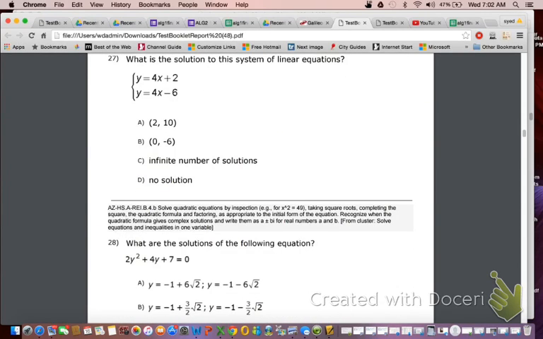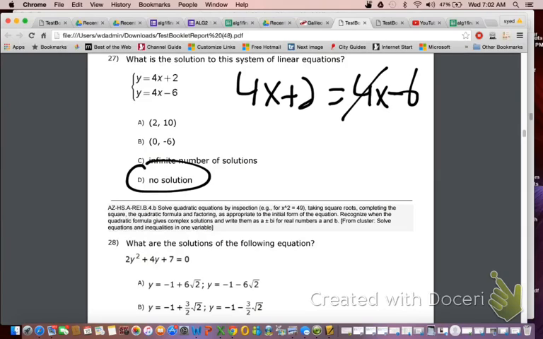I mean, here, if you're experienced, you just know that they're going to be lines that are parallel, so they never meet. Or you could just set the two y's together, and you get something that makes no sense. So it has to be no solution. Okay?